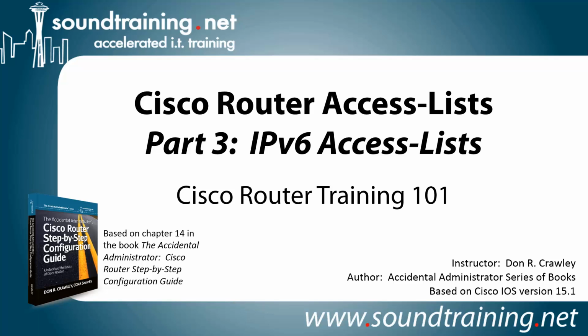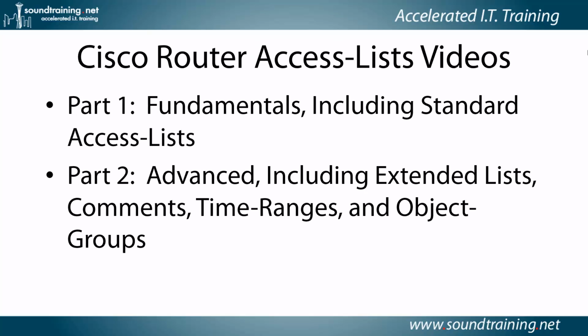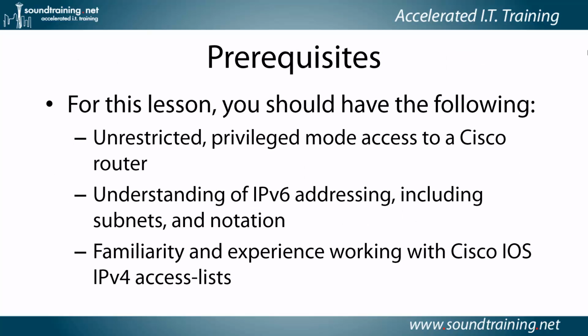You can use these procedures on pretty much any version 12.2(2)T or later. I'll go over that again in just a moment. In this video, we're going to cover IPv6 access control lists, how to configure them, considerations for going through the configuration process, and how to apply them to an interface. We'll also show you some of the options that are available with them. In Part 1, we covered the fundamentals, including standard access lists. In Part 2, we covered more advanced procedures, including extended lists, comments, time ranges, and object groups. And again, in this part, we're going to cover IPv6 access lists.